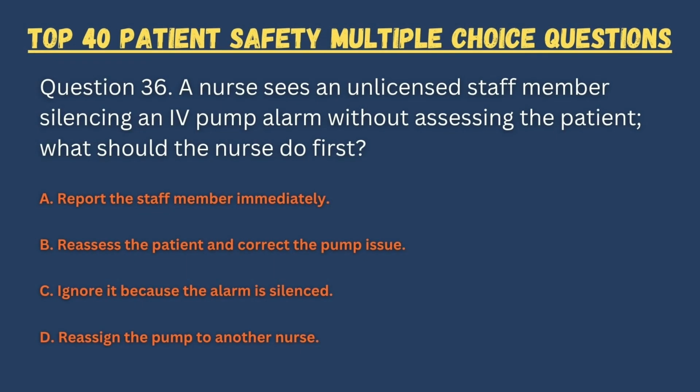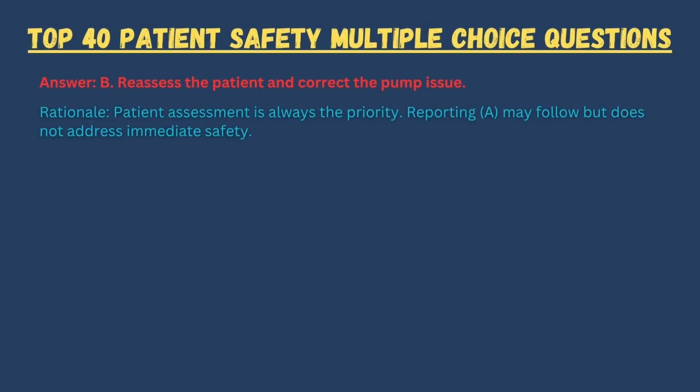Question 36. A nurse sees an unlicensed staff member silencing an IV pump alarm without assessing the patient. What should the nurse do first? A. Report the staff member immediately. B. Reassess the patient and correct the pump issue. C. Ignore it because the alarm is silenced. D. Reassign the pump to another nurse. Answer. B. Reassess the patient and correct the pump issue.